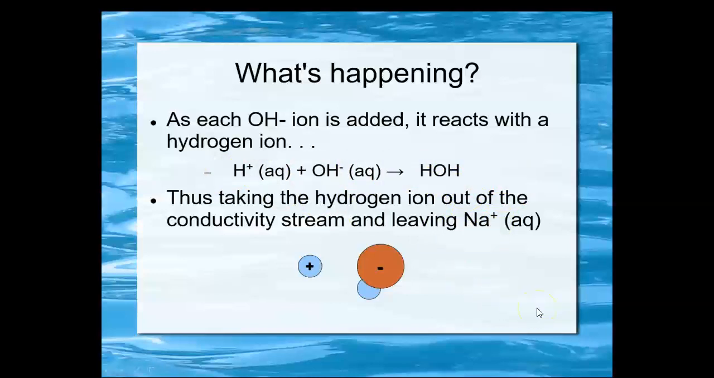So this takes the hydrogen ion out of the conductivity stream. Remember, an electric current is taken from moving charged particles, so we can measure it, and that's a measure of the number of charged particles that are available to pass the current. So this takes hydrogen ions out and leaves sodium ions in.